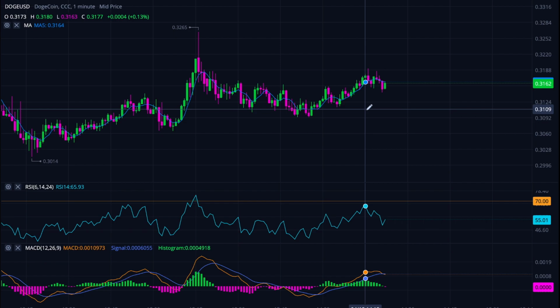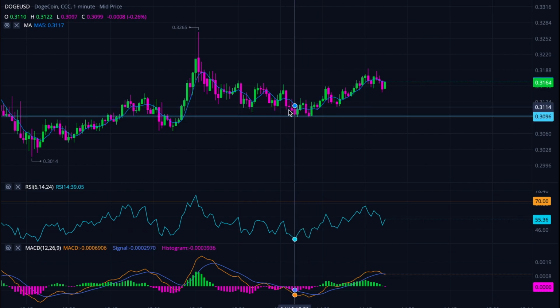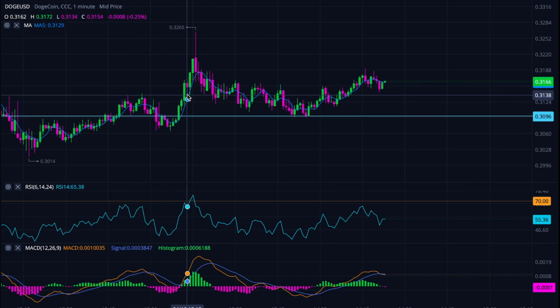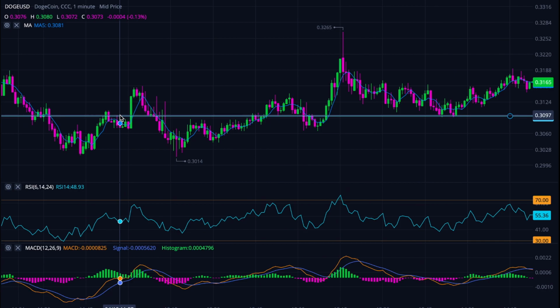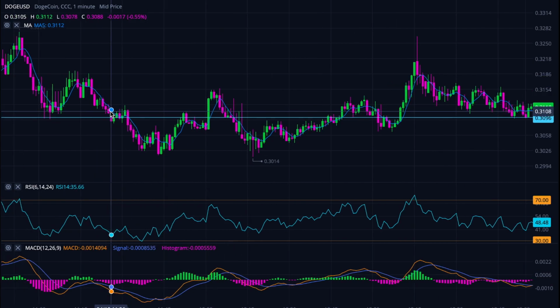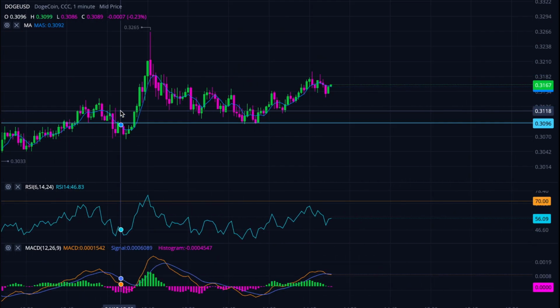If I were looking at this, I would look here because you have support, you have previous resistance that built to support. I don't know how far back it goes. Previous resistance there, previous support there. Yeah, so this is a really good level to be looking at.